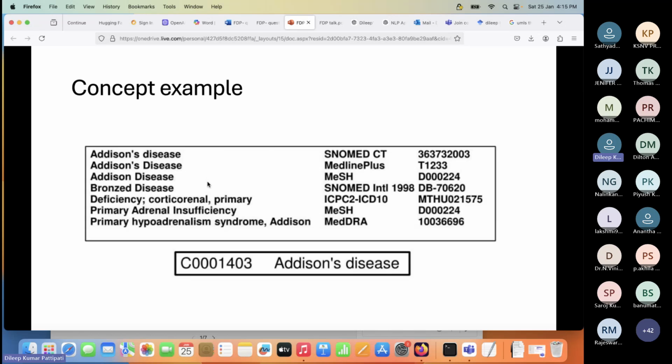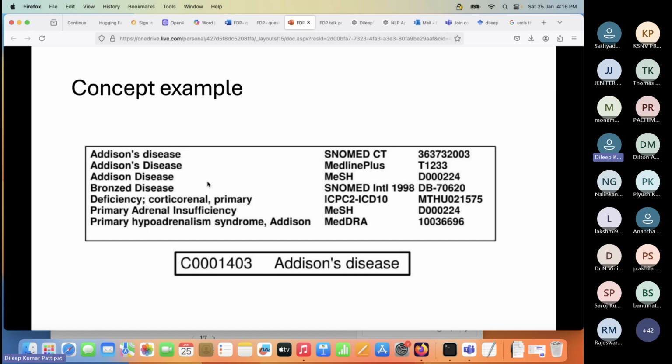Say, for example, Addison's disease. In SNOMED CT, it has one ID, starting with 363, and it is called Addison's disease. In MedlinePlus, it has another ID. But if you go to MeSH, you can see that the apostrophe s is dropped. They simply call it Addison disease. And a variation in SNOMED, they call it bronze disease. And if there is something called primary adrenal insufficiency and something called Addison disease, MeSH gave them the same ID to mean that they are both the same.